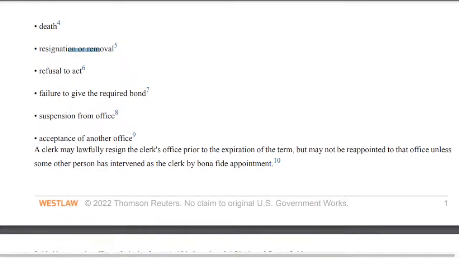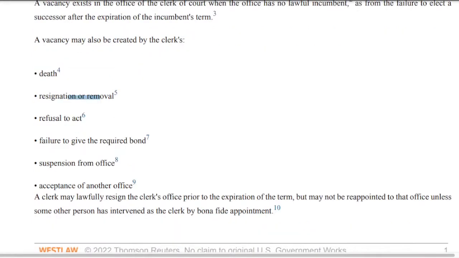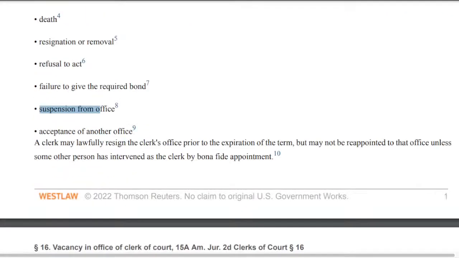Right. So let's look at these. These are reasons why you could have a vacancy created in the clerk's position: death, resignation or removal, refusal to act, failure to give the required bond, suspension from office, I guess so, acceptance of another office. A clerk may lawfully resign the clerk's office prior to the expiration of the term, but may not be reappointed to that office unless some other person has intervened as the deputy clerk and has intervened as the clerk by bona fide appointment.